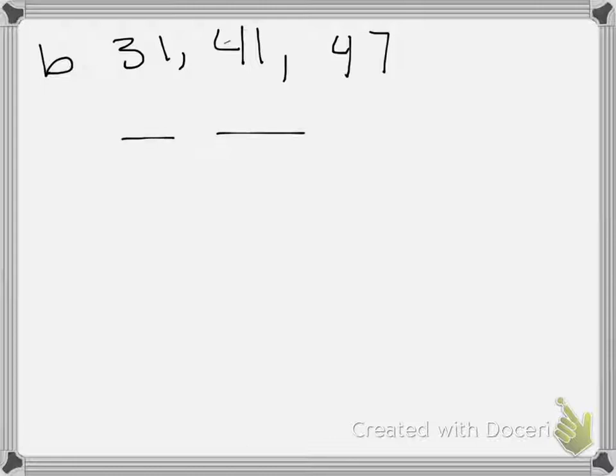I'm going to give you a few. So for B, one prime number you might find is 31. Another you might find is 41. And 47. There are 2 others that need to be listed on your paper.